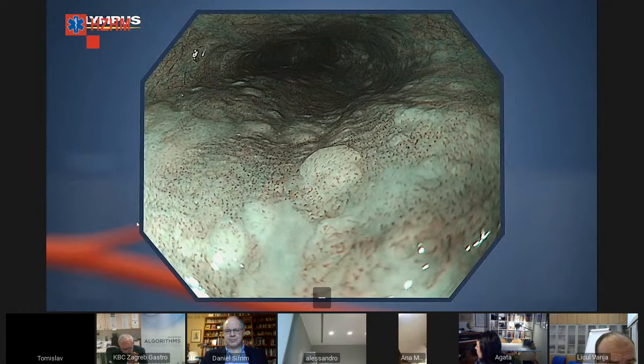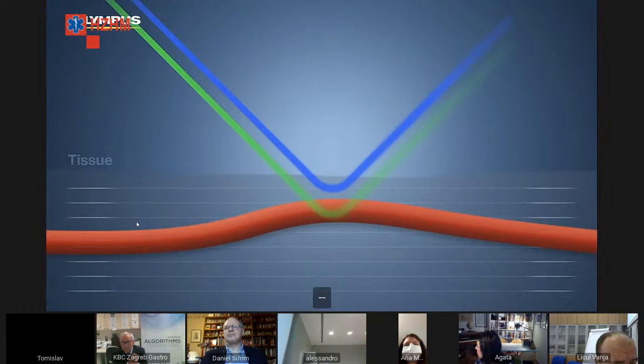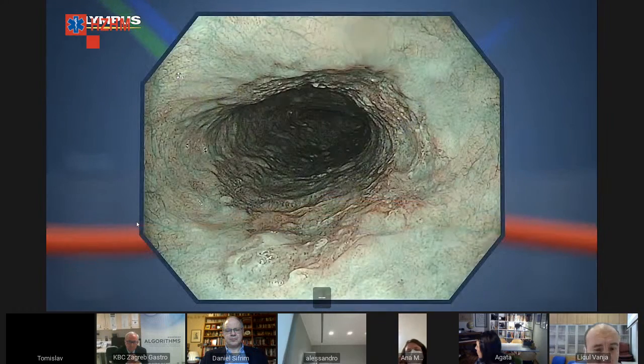If the deeper penetrating green light hits a vessel that is out of the reach of the blue light, only the green light is strongly absorbed. The deeper vessel appears in cyan, in contrast to the superficial vessel.